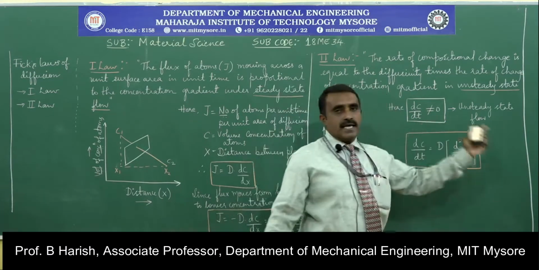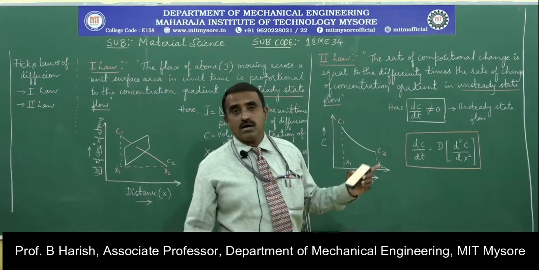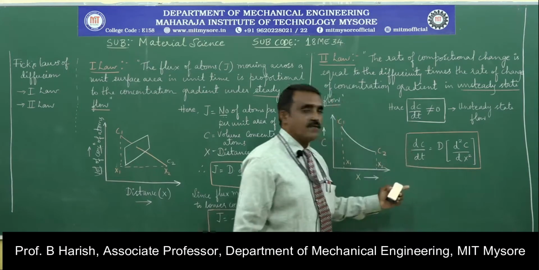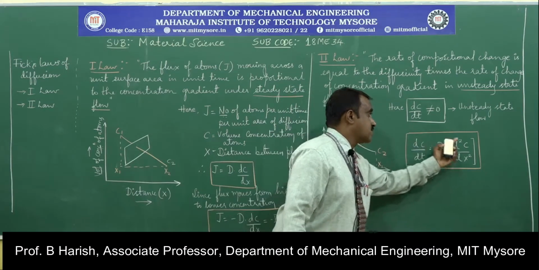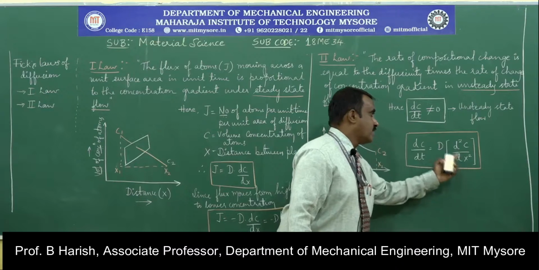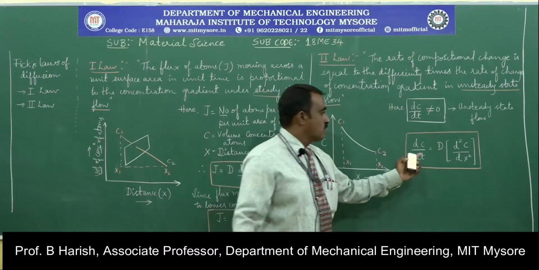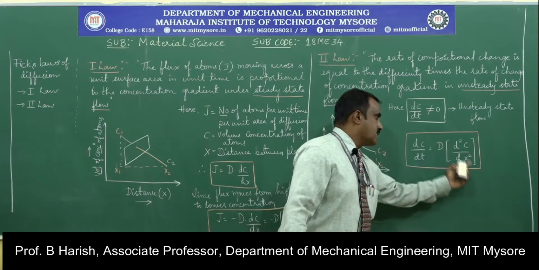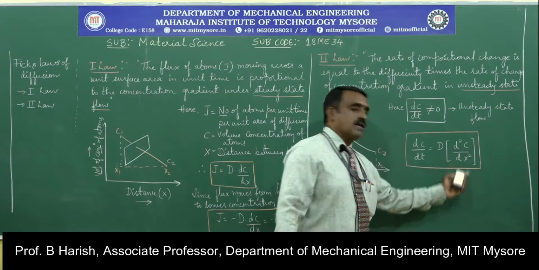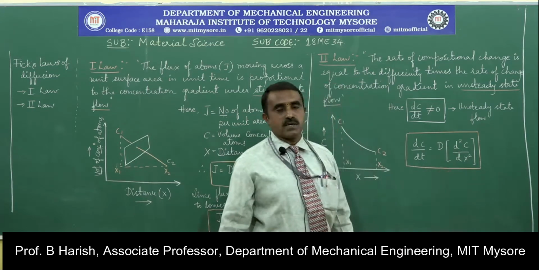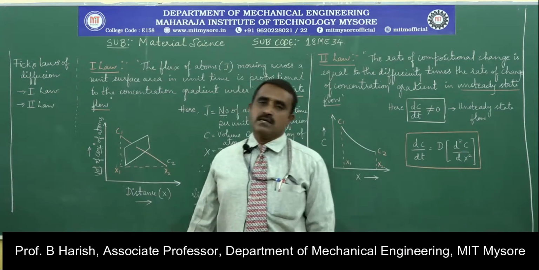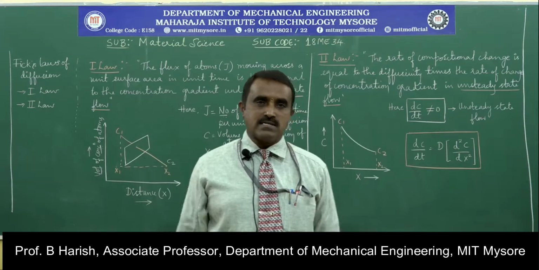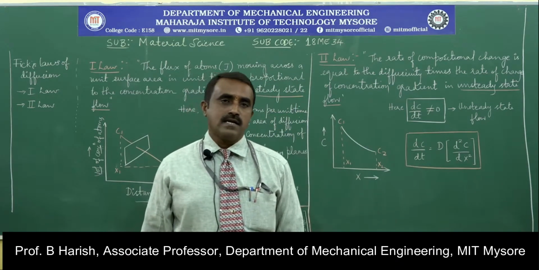So finally, the equation for this second law is dC by dt, that is, concentration with respect to time, equal to capital D into d squared C divided by dx squared. Since it varies with respect to time, the equation will be capital D into d squared C divided by dx squared, where concentration and distance vary with respect to time. So these are Fick's laws of diffusion, the first law and the second law of diffusion. One is for the steady state condition and the other is for the unsteady state condition.